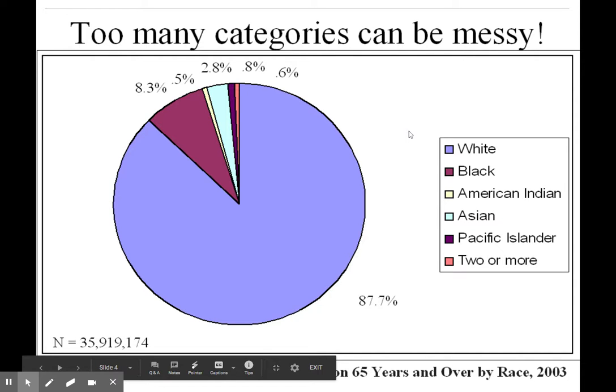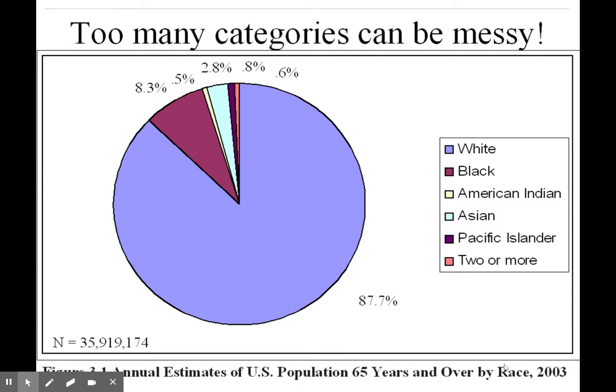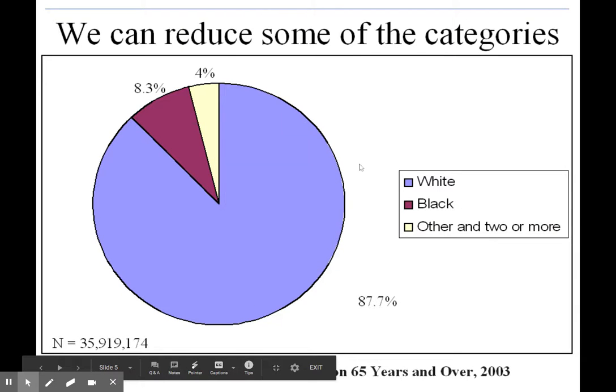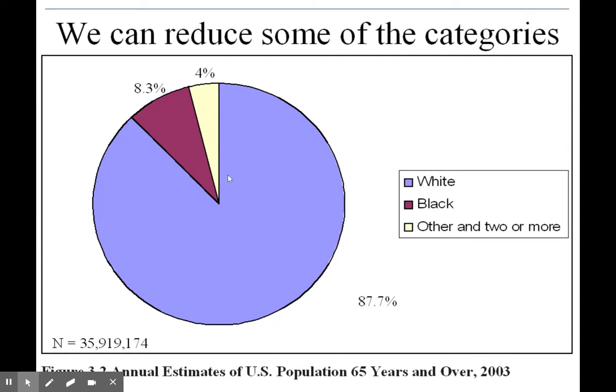So we also should be careful because sometimes having too many categories with pie charts can be super messy, right? You can see here we've got the vast majority of this sample is white, and then black is the next largest category. And then these other ones start to get a little bit messy and complicated and hard to tell exactly what's going on up here. So if we reduce some of those categories and we just have white, black, other, and two or more races, this becomes a lot easier to see, understand, and visually represent the data.